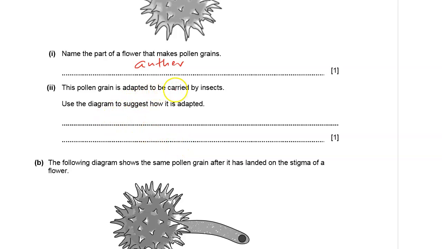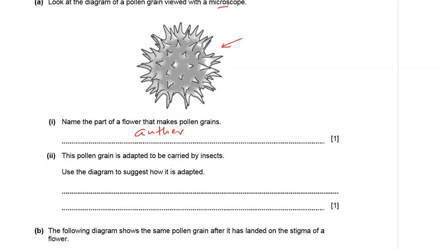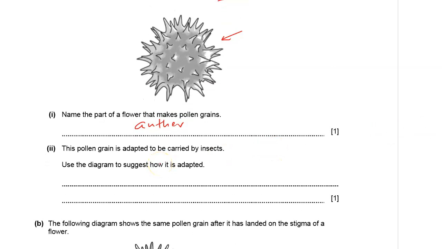These pollen grains are adapted to be carried by insects. Use the diagram to suggest how it is adapted. Of course, it's adapted to be carried by insects. So how is it adapted to be carried by insects? You can see it has got spikes, and these spikes hook onto the insect's body. So you can say it has spikes which hook on the insect's body.